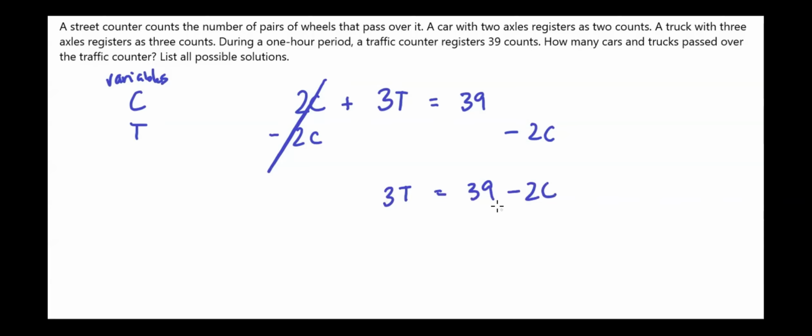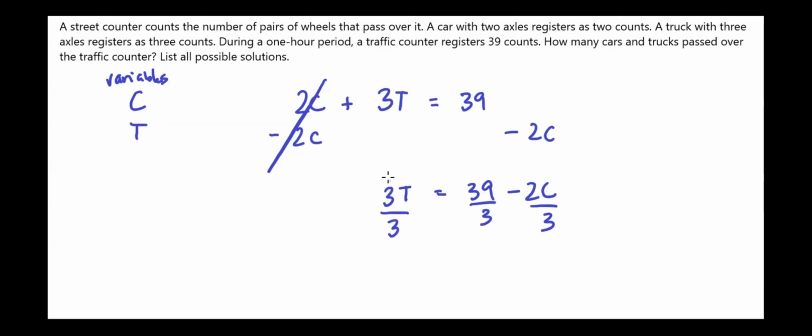It might be tempting to do 39 minus 2 and get 37, but I can't do that because these are not like terms. I have 39, and remember that C stands for cars. So these are two unlike terms, and that's as far as I can get as far as combining goes. The next step to isolate T is to divide every single term by 3. I want just one T, not 3 of them. So let's divide everything by 3.